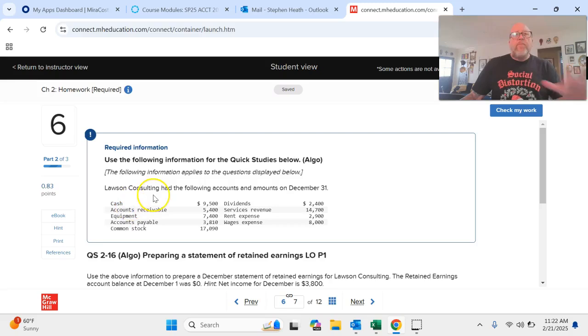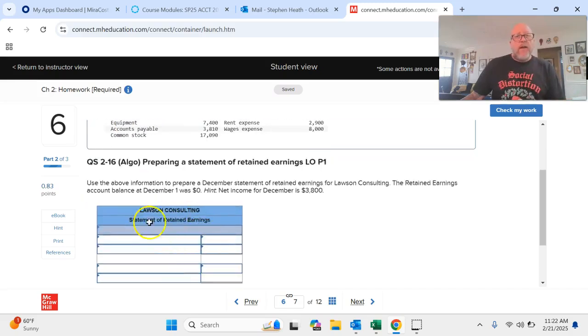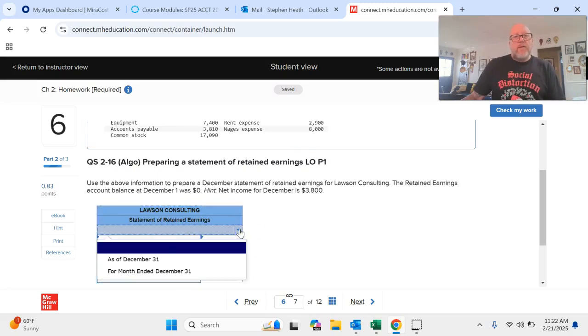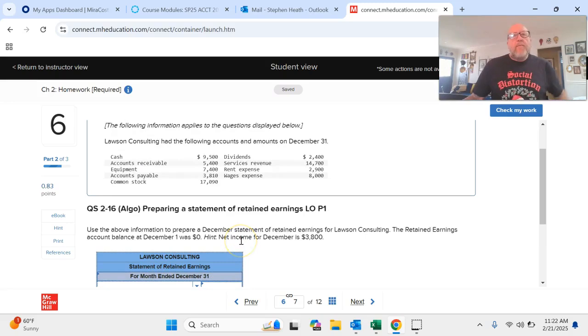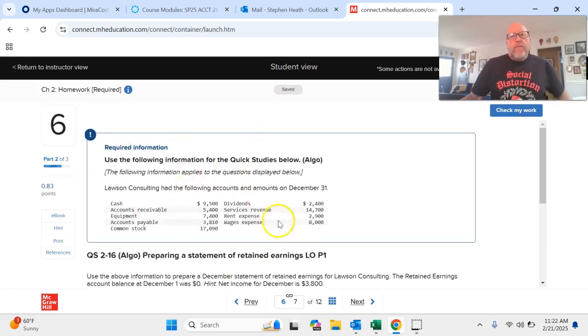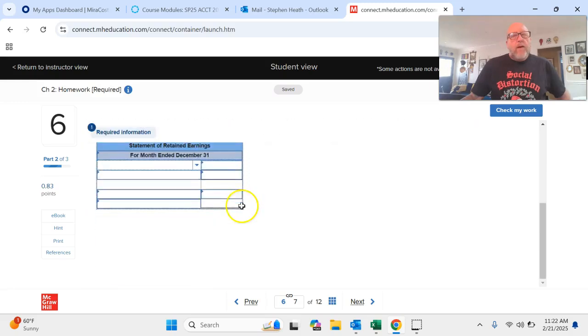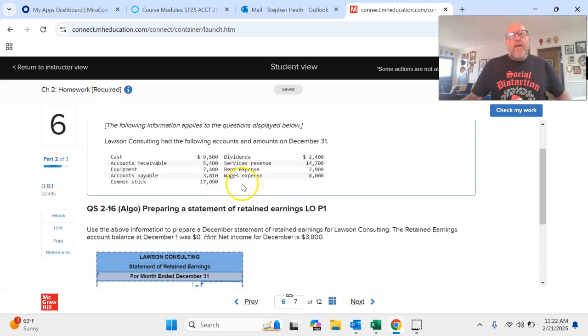Question 6, from the same set of information, now we want to do the statement of retained earnings. And the statement of retained earnings, again, is for the month ended because one of the components of the statement of retained earnings is net income. And I'm not going to get net income from these data up here. I'm instead going to get the net income from the previous question.